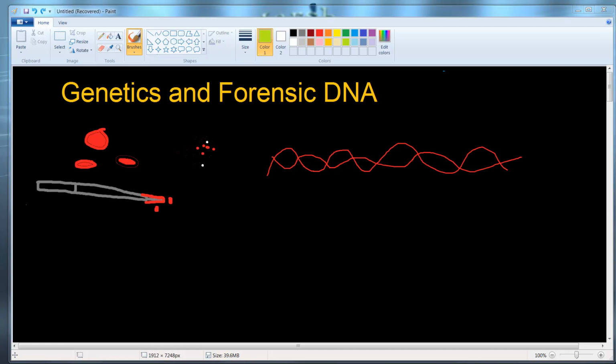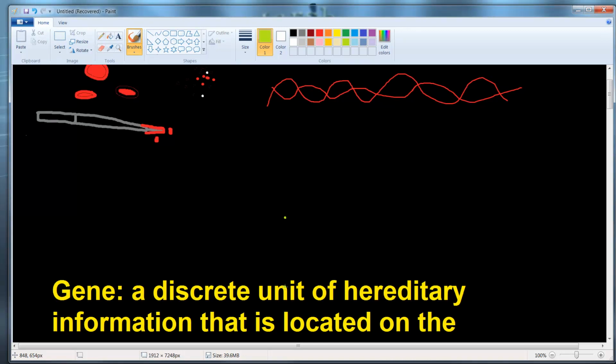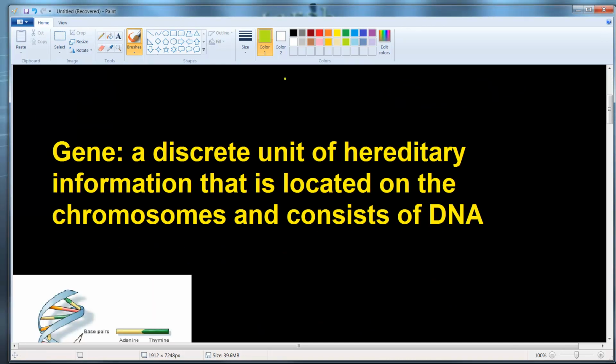DNA profiles can also be used in paternity tests to determine the likelihood that a child is descended from two parents. To understand this, I need to explain some simple genetics and define some terms. Genetics is the study of genes. Genes are discrete pieces of hereditary information called traits.